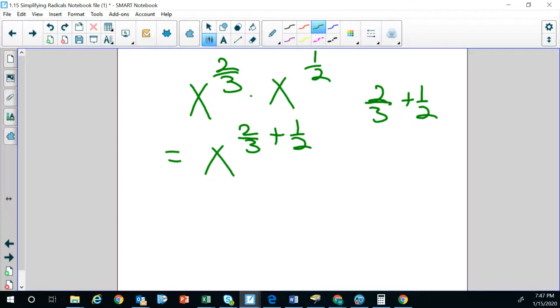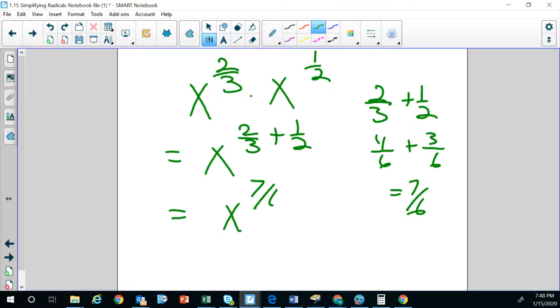Now, if you're not comfortable adding fractions, go and use a calculator. So this would give me 4/6 plus 3/6, which is 7/6. Let me make sure that's correct. 2 times 3 is 6, 4, 3. Okay, so that's 7/6. So that would give me x to the 7/6. Same operation, we just add the exponents.